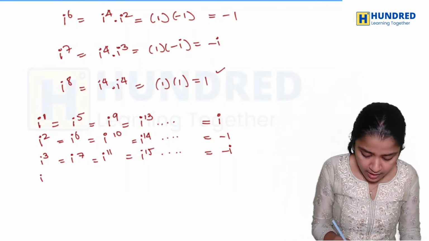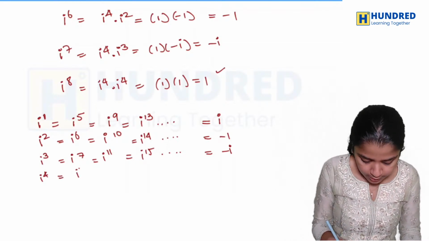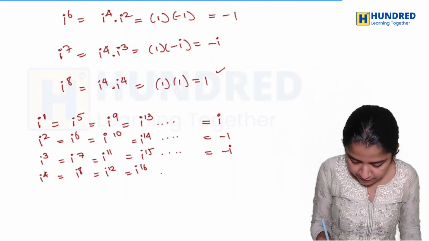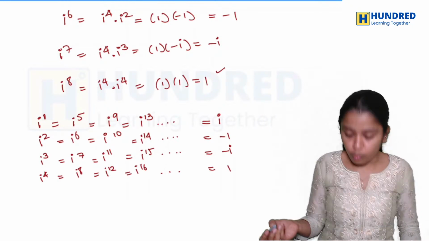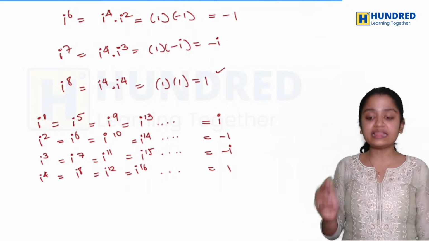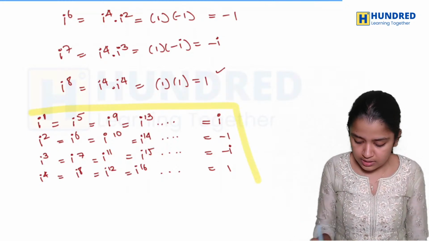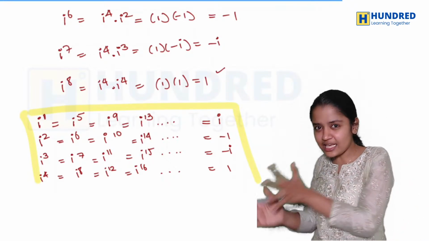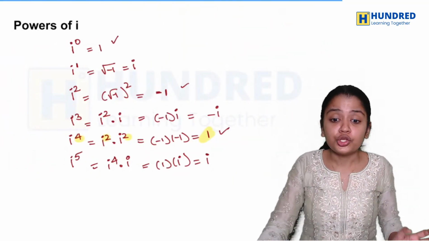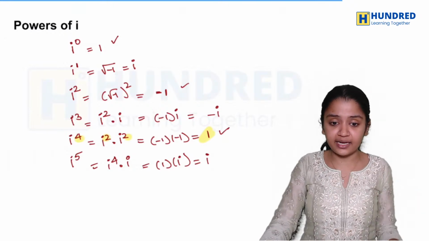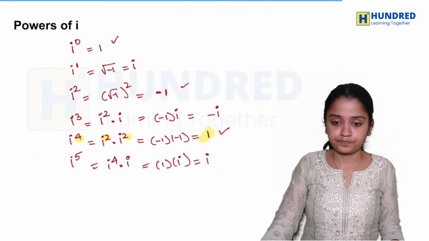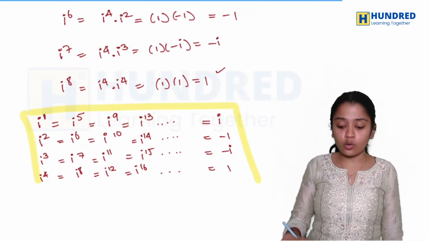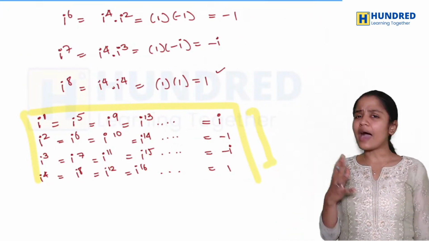In the same way, i power 4 will go to i power 8, i power 12, i power 16, so it goes to 1. All these terms form a separate thing. So I told you, when you see it, you will definitely have a sequence. That is how I have written it.